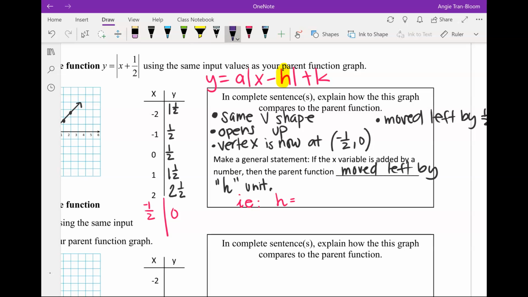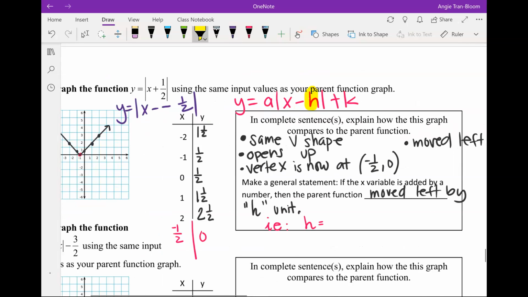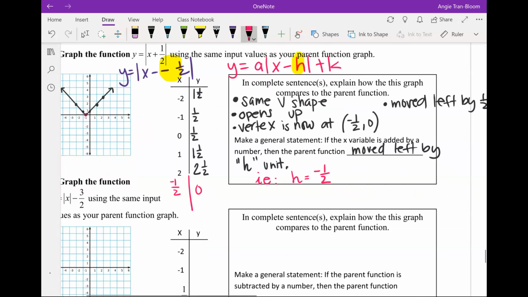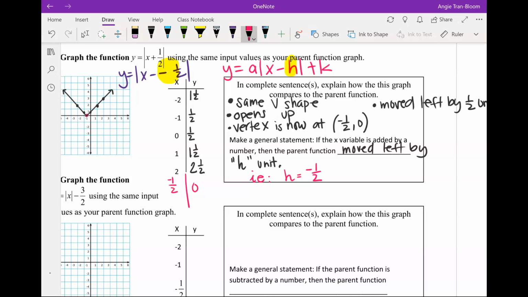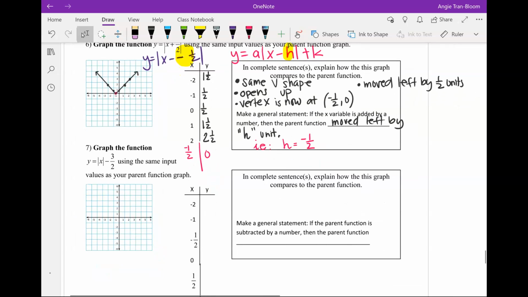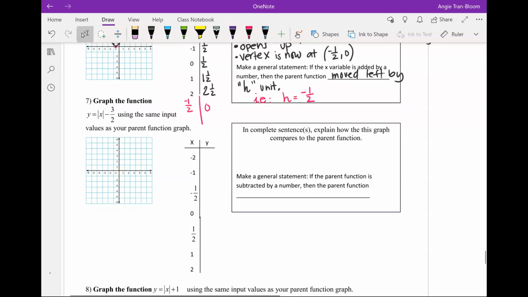In this equation, technically, you don't see a minus. What do you see? A positive. But isn't it supposed to be a minus h? So what is h really? H is a negative. So class, h is a negative half in our example. So when h is negative, what direction are we moving? To the left. You're right. The original formula has to apply. Good job.